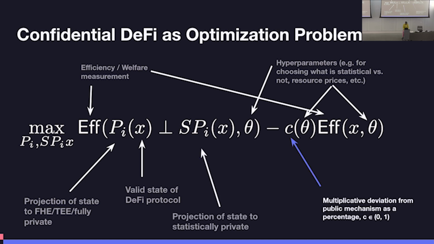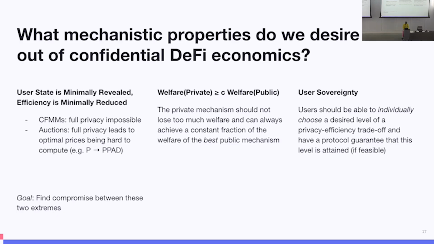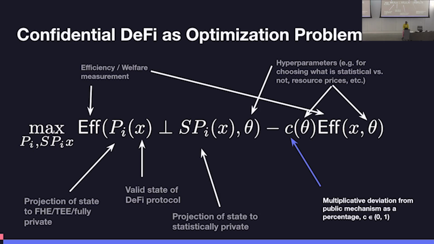And finally, we have this function C. So if you remember here, I said that the welfare of the private protocol needs to be at least C times the public protocol. And the goal of solving this optimization program is the user could say, hey, I want C to be 10%. I will take as much privacy as you can give me, measured in this way, but I don't want to be worse than 10%, more than 10% worse than the public mechanism.